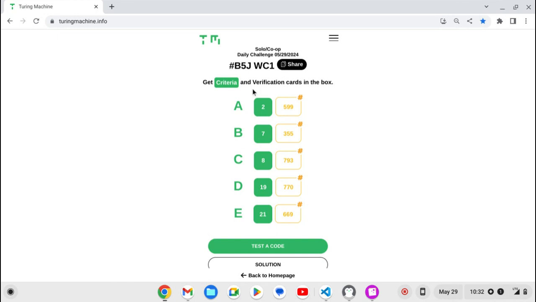So the 5 criteria cards that are used in today's puzzle are 2, 7, 8, 19, and 21, and it uses the orange verification cards. Notice above you've got your unique identifier for today's puzzle that you can always go and search on turingmachine.info. Let's go solve.